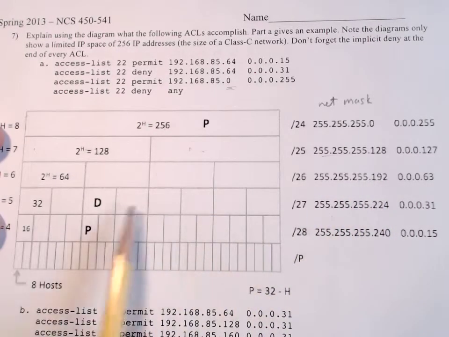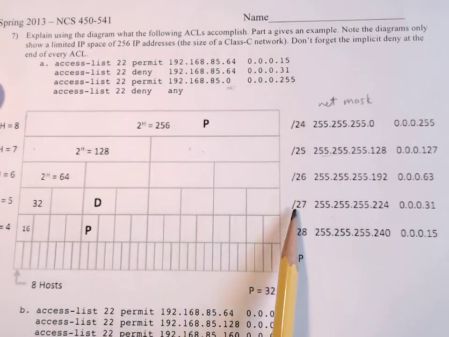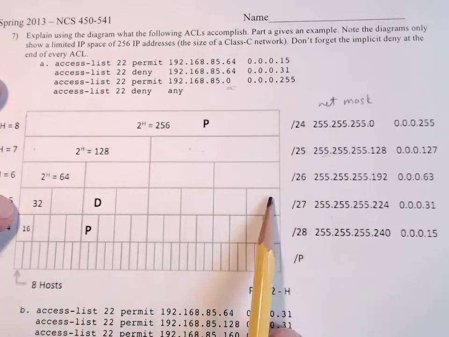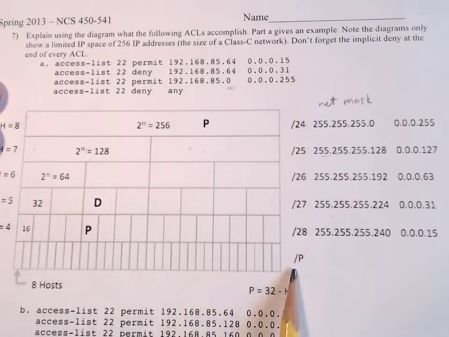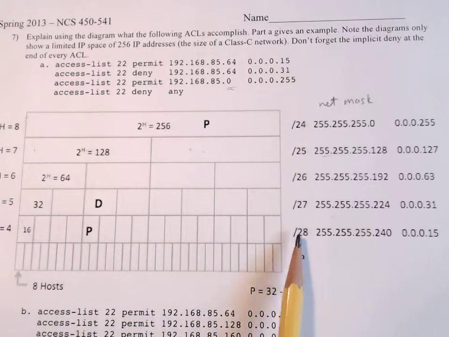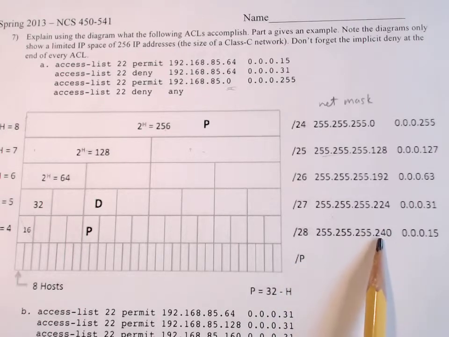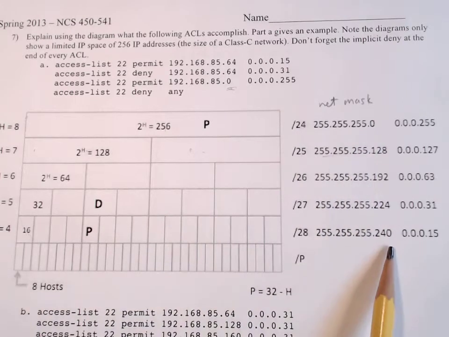A /27 has 32 addresses in it, and there are 8 /27s within a Class C. So this whole thing is a Class C, and we're essentially subnetting a Class C. Similarly, with the /28, there are 16 /28s with net masks with 28 ones in a row. We have 24 ones here, and 4 more of them. It turns out that 128 plus 64 plus 32 plus 16 is 240. So these are the network masks.